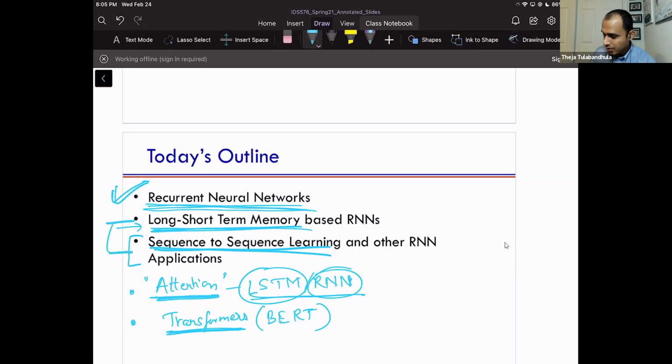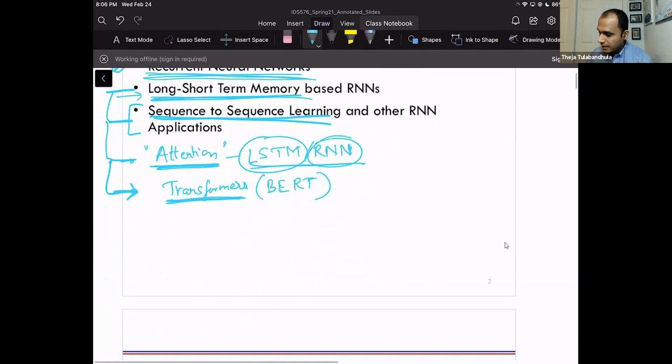Then we'll talk about applications throughout the discussion. And then we'll talk about attention using LSTMs or RNNs first. And then we'll talk about a new class of models, and they'll have their own way of doing attention. I'm not going to define anything about attention right now because it requires explanation and examples. But just for your information, there's going to be something called attention later on. Okay, so let's start with RNNs.